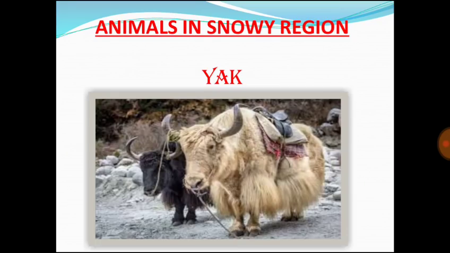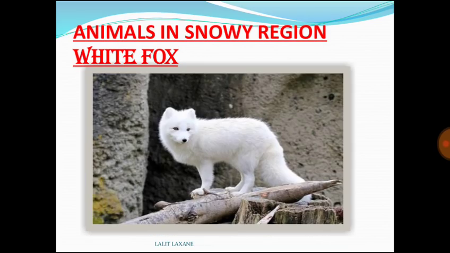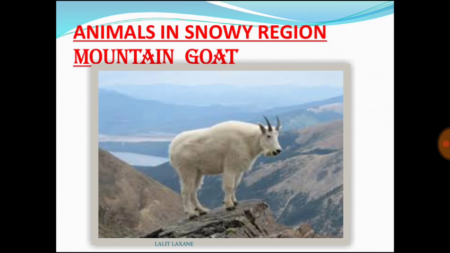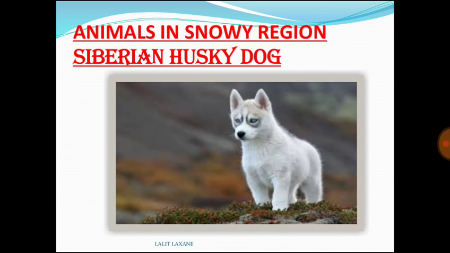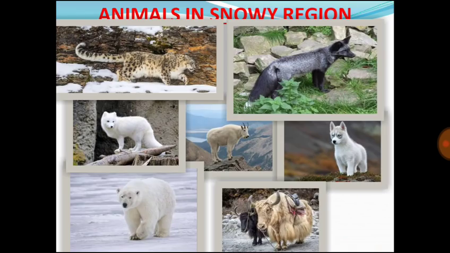Adaptations in animals of snowy regions. From the internet, download images of animals like yak, polar bear, white fox, silver fox, mountain goat, Siberian husky dog, and snow leopard. Compare these images with those of similar animals from tropical forest. A white or silver body color, long, thick hair on the skin are typical characteristics of animals of snowy regions. How far are these useful to them?